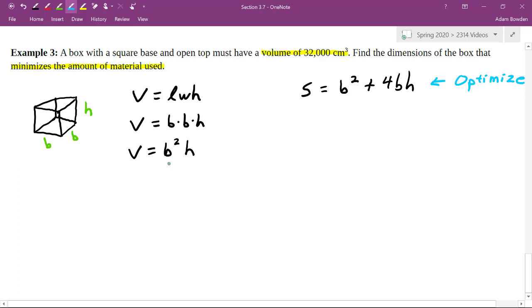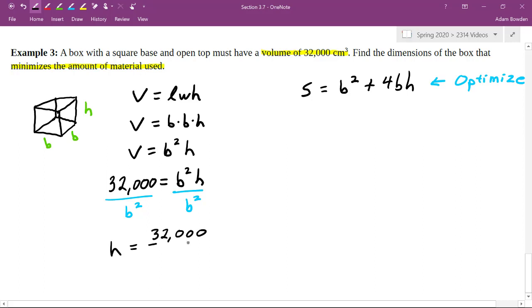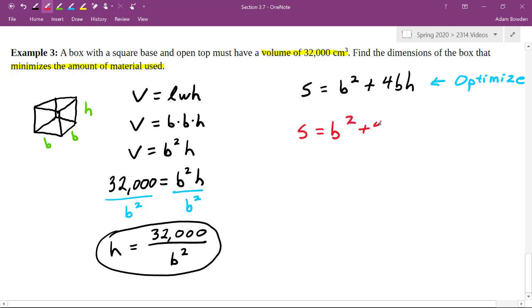What I'm going to do is go over here to this v, which we know the volume needs to be 32,000, so that has a number for it. We're going to solve this one for h. So I'm going to divide both sides by b squared, and we'll have h is equal to 32,000 over b squared. Okay, so now I can substitute this in over here. S is equal to b squared plus 4b times 32,000 over b squared.